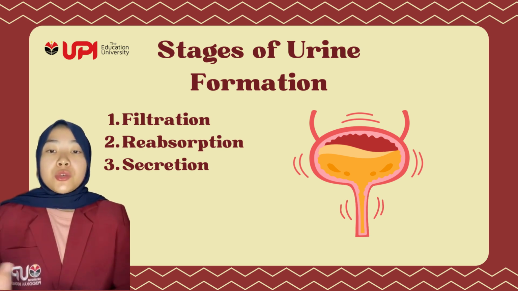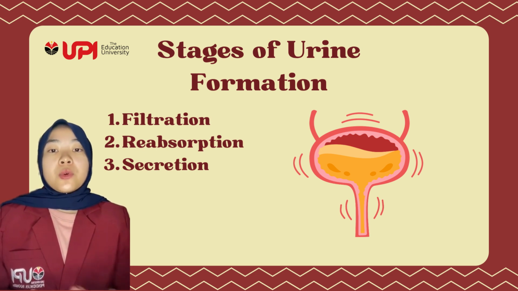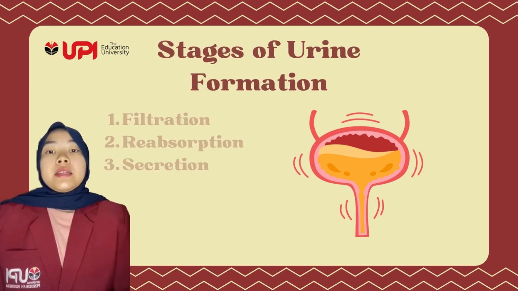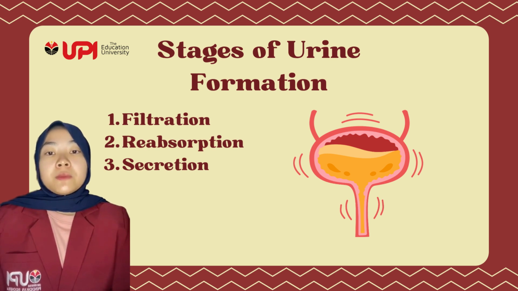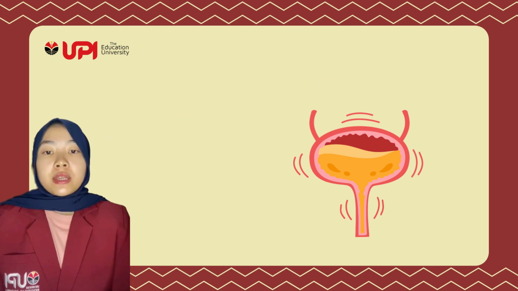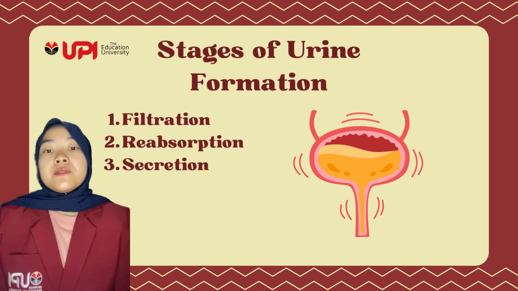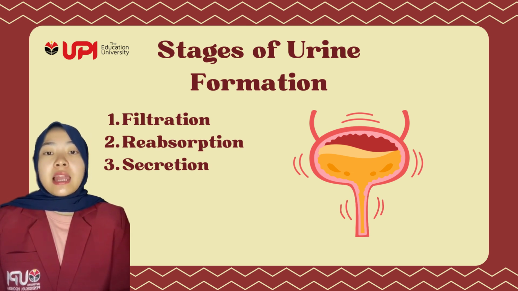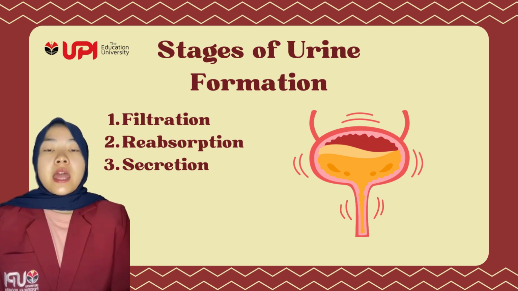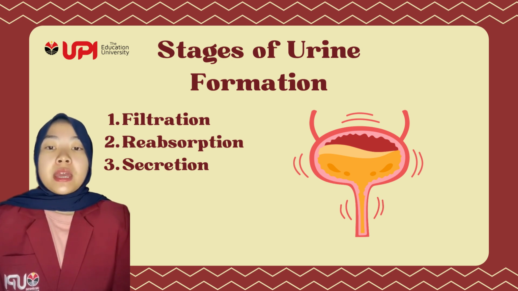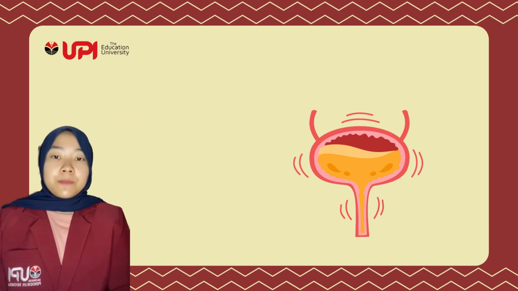Filtration. Urine formation begins with filtration. At this stage, the kidneys receive blood flow carrying water and metabolic waste. Nephrons then filter the incoming blood to separate toxins and waste products. The next step is reabsorption. At this stage, water and useful substances such as electrolytes, salts, and proteins are reabsorbed back into the bloodstream.